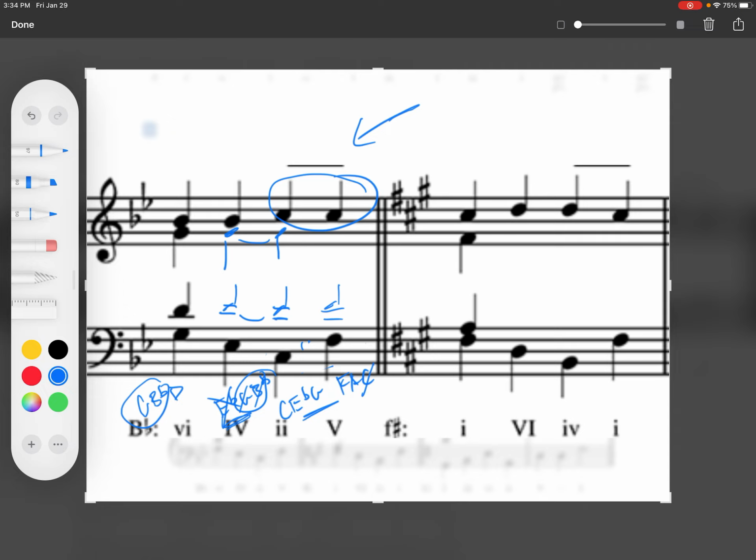And always be on the lookout for those parallel octaves and parallel 5ths. Here's my octave between the 2 keys. One of those notes is held over, so we have oblique motion, so we don't need to worry about this. So that would be okay there.